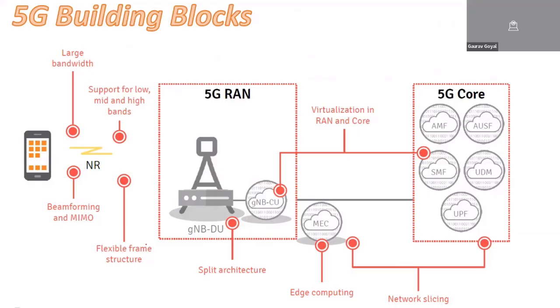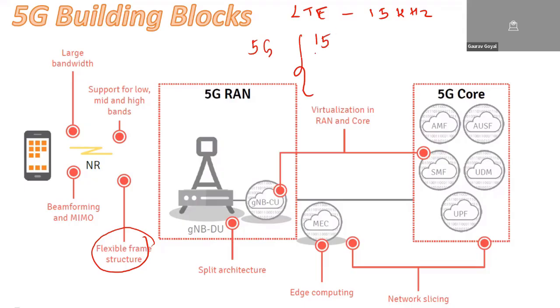Then we have the flexible frame structure, right? In case of LTE, as you know, our sub-carrier spacing is fixed, that is 15 kilohertz, but it is not fixed in case of 5G. In case of 5G, we have various kinds of sub-carrier spacing: we can have 15 kilohertz, 30 kilohertz, 60 kilohertz, 120 kilohertz, and 240 kilohertz, right?